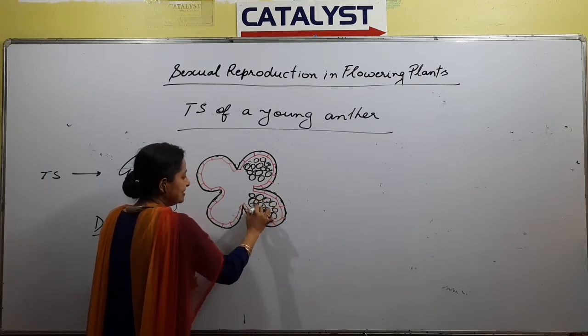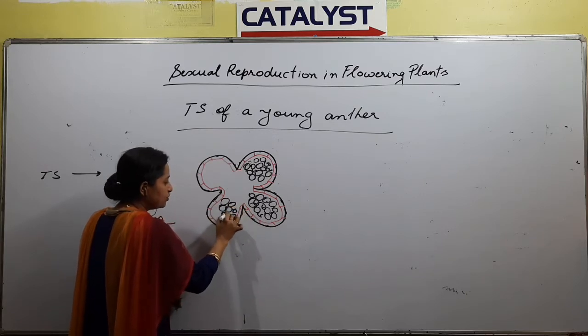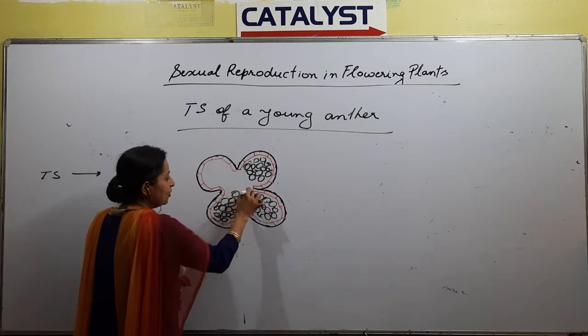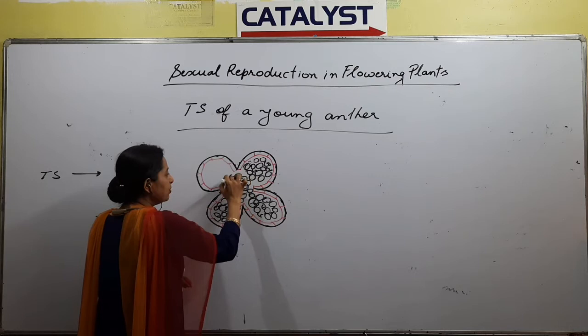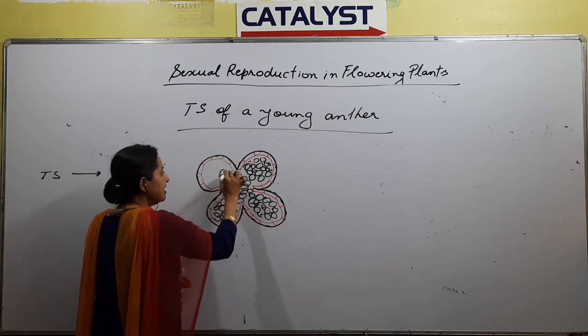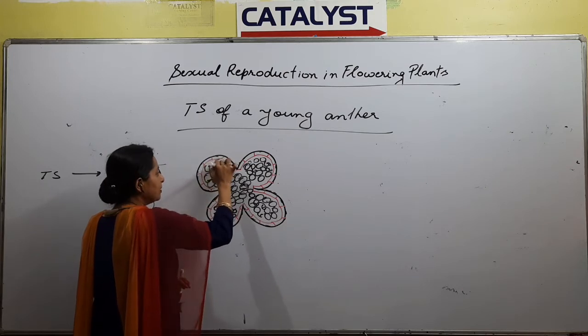So when we cut a TS of the anther, what we are going to see is certain types of tissues or certain types of cells, and this group of tissues is limited or has a boundary, and that boundary is called the epidermis. So this is a rough diagram that we are going to see because of the TS.